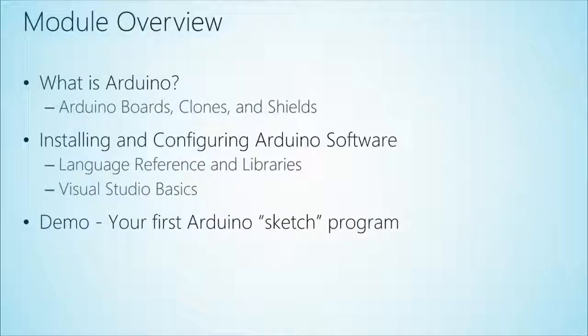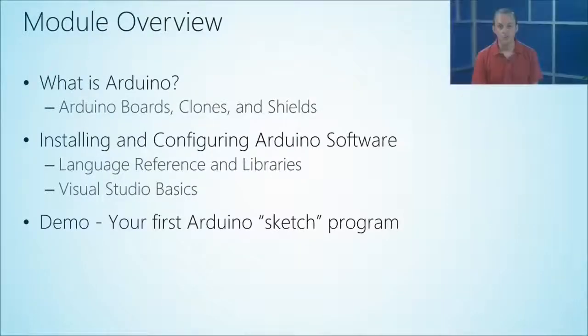Let me walk you through very quickly what we're going to do in this module. First of all, we want to introduce what Arduino is to you. We're going to talk about the boards themselves. If you don't want to actually buy an Arduino board, you can buy a clone, so we'll talk a little bit about what clones are. And then there are these things called shields, and shields allow you to extend the power of the board itself. If you want to do other things, and Chris will talk a little bit about what those might be, you might want to buy a shield so that you can extend what the board itself can do.